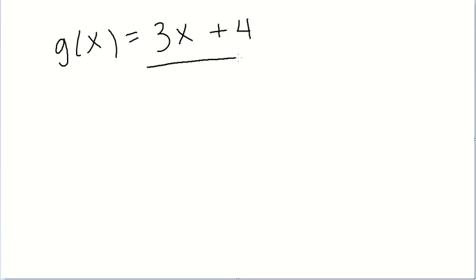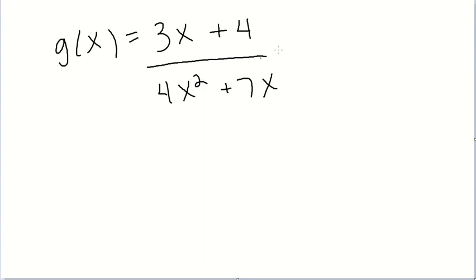So let's look at another example. Let's say that we have g of x equals 3x plus 4 over 4x squared plus 7x. And now we want to figure out what the horizontal asymptote of this function is. So again, we're thinking end behavior. We're thinking as x gets really, really big, what happens to this?